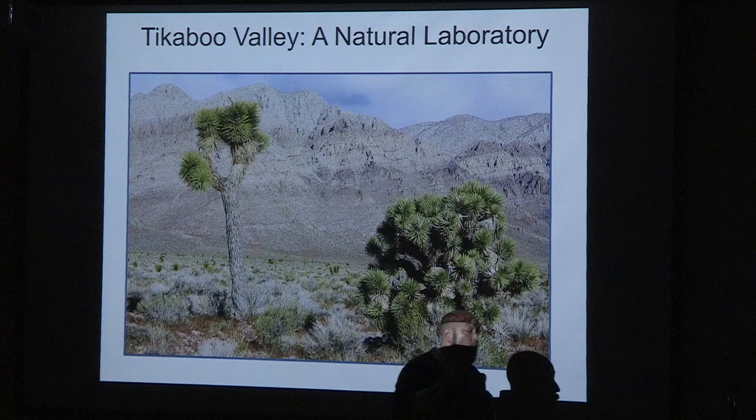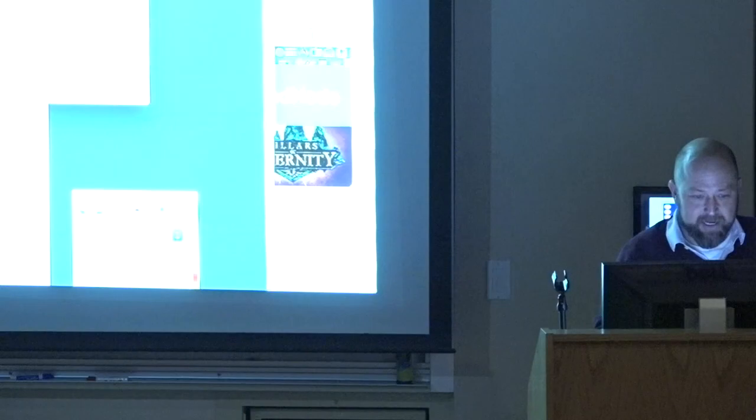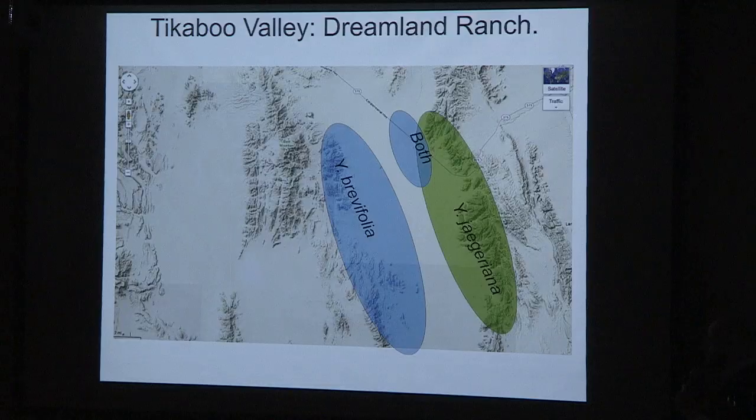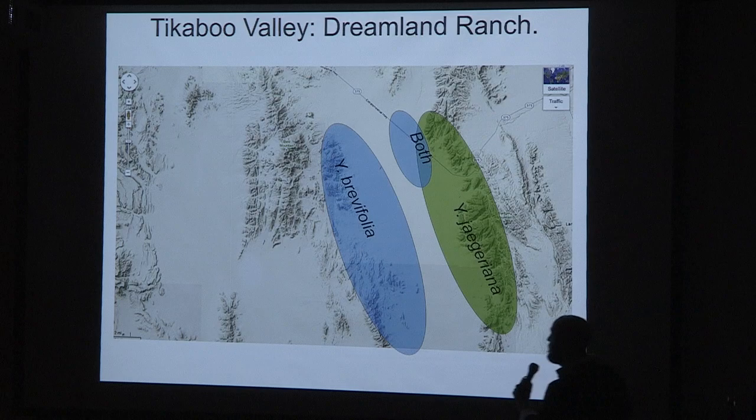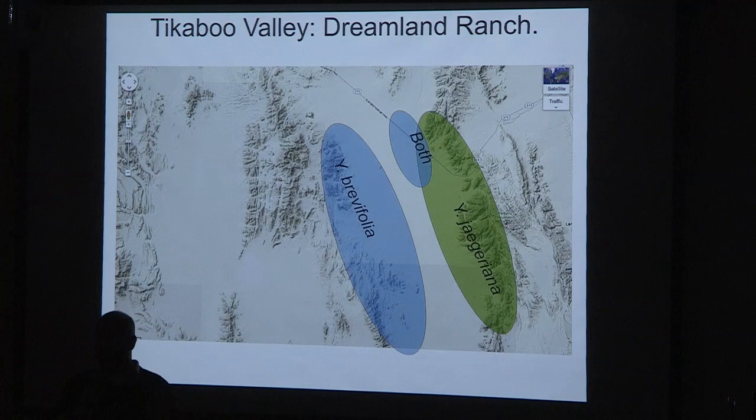Also, Tickaboo Valley is really interesting for a number of other reasons, and I'm not going to spoil this thunder by skipping over those. Okay, so at Tickaboo Valley, what we have is a population of Yucca brevifolia and a population of Yucca jaegeriana and a place where they both occur. But that's just the tip of the iceberg in terms of interestingness about Tickaboo Valley.